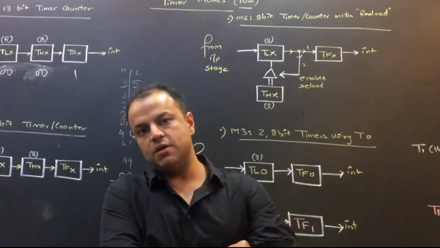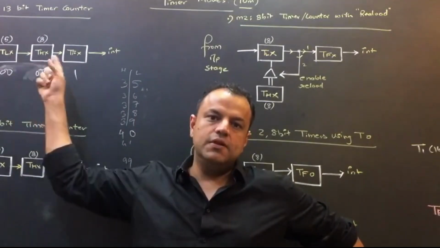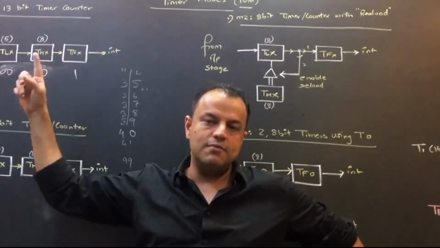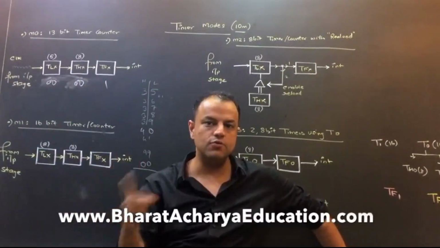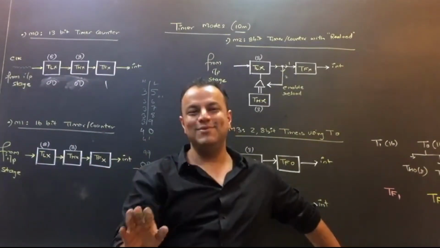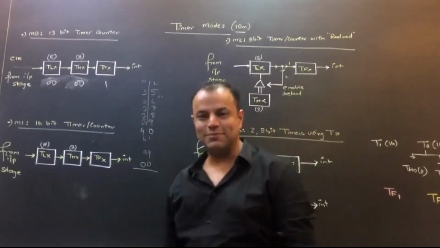So, for the last time, how do you explain this point? On every clock pulse, the lower byte is incremented. When the lower byte overflows, the higher byte is incremented. When the higher byte overflows, the overflow flag becomes 1. We get an interrupt. We go to the ISR. As you go to the ISR, the flag automatically becomes 0. Did you understand this? I just went so fast because you already know it.